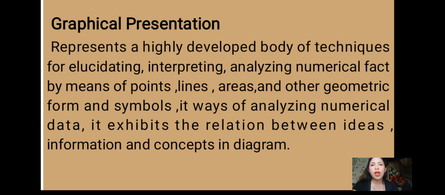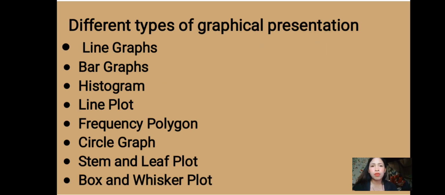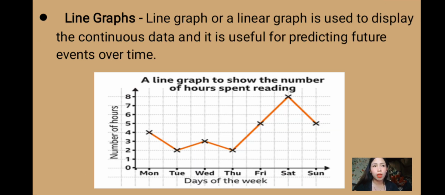So, there are different types of graphical presentation. It has line graph, bar graph, histogram, line plot, frequency polygon, circle graph, stem and leaf plot, box and whisker plot. So first, let's proceed to a line graph. A line graph or a linear graph is used to display continuous data and it is useful for predicting future events over time.